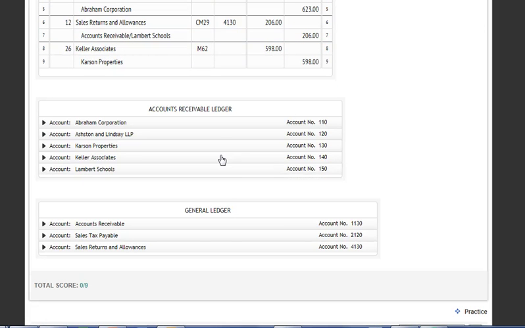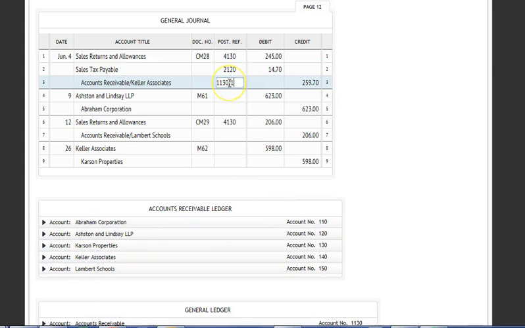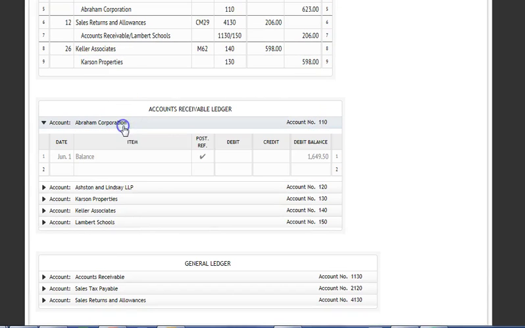Accounts receivable and Keller Associates. So accounts receivable is 1130. And then that Keller Associates is 140. Ashton and Lindsay is 120. Abraham Corporation is 110. Accounts receivable is 1130. We already had that one. And then Lambert Schools is 150. Keller Associates 140. Carson Properties 130. Okay, we got that done. Check, check, check, check, check. Now let's post.